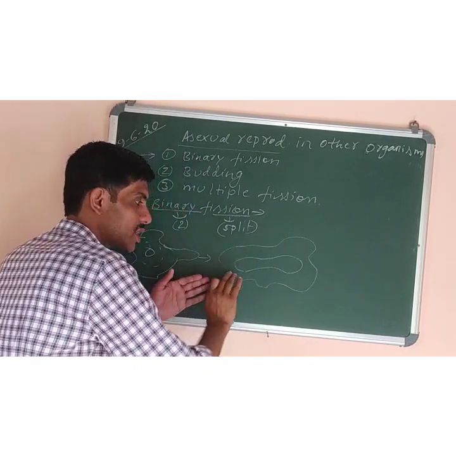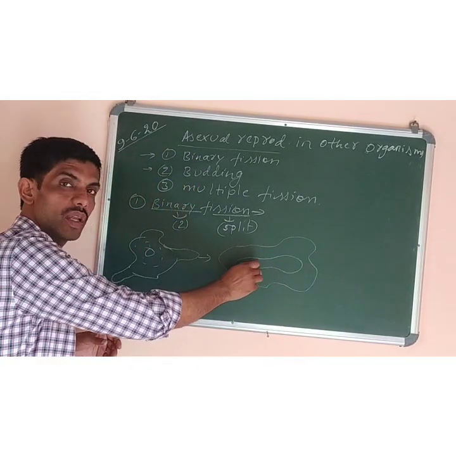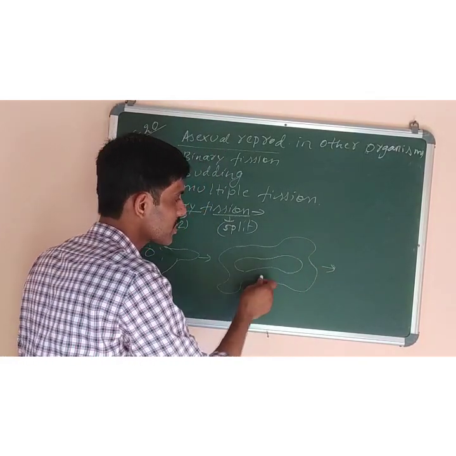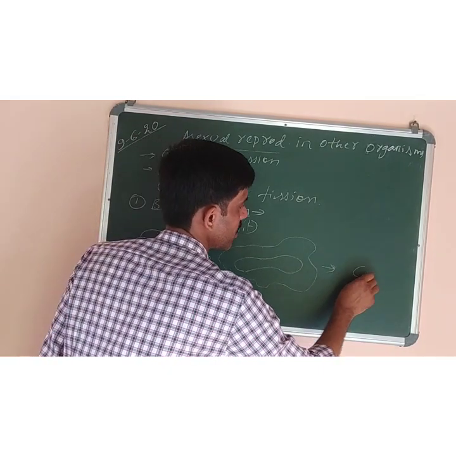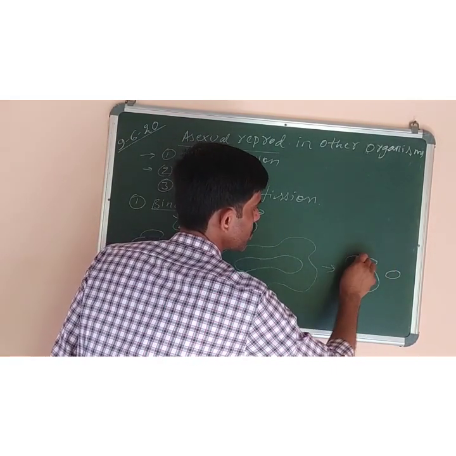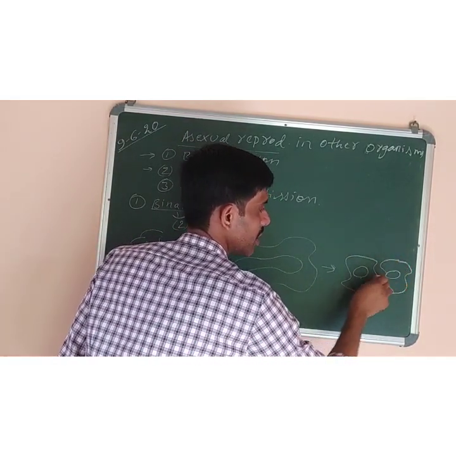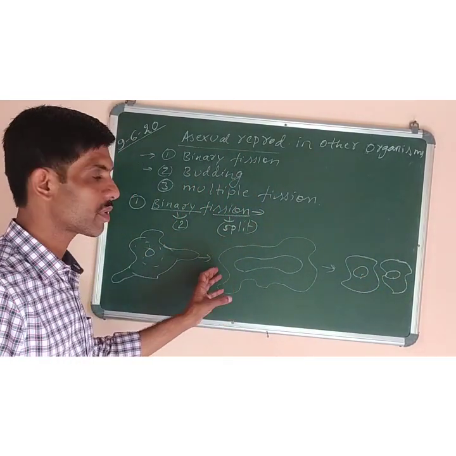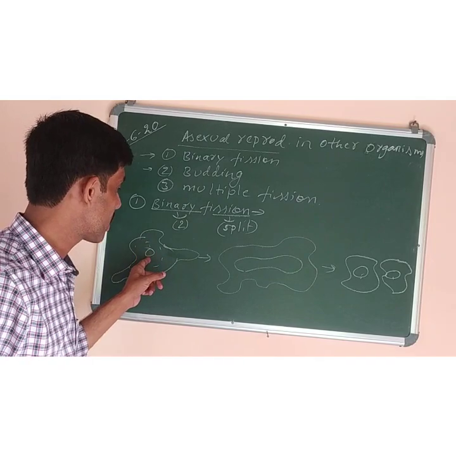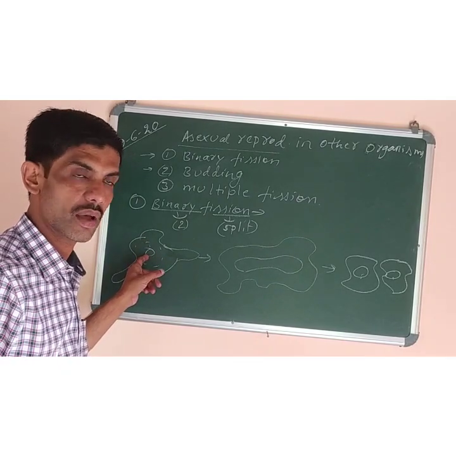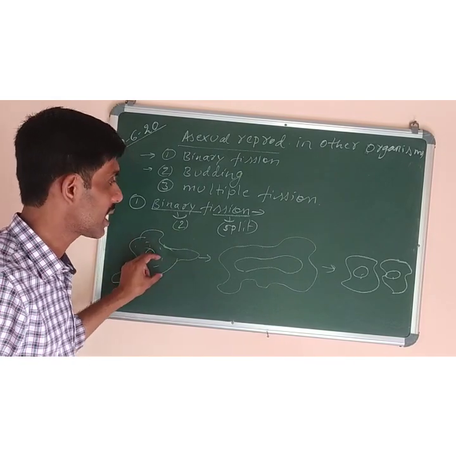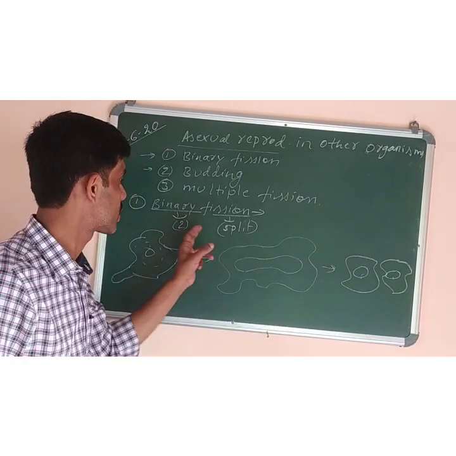Now see, there is a strengthening or elongation of the nucleus. Nuclear material becomes two. And finally the division of cytoplasm also occurs. So you can see ultimately that two amoebas are produced with two separate nucleus and cytoplasm. This method of reproduction, in which first the nuclear division occurs, followed by division of cytoplasm, so that the parent cell divides into two daughter cells, is called binary fission.